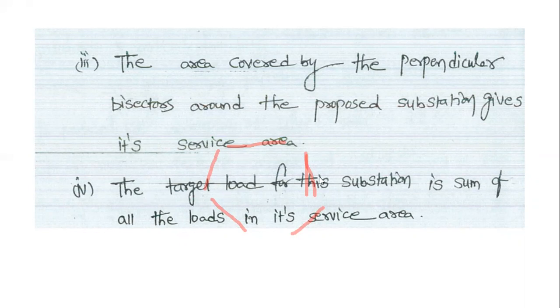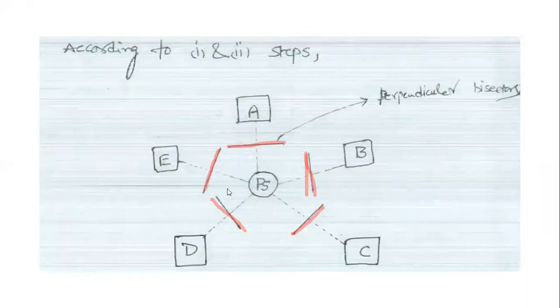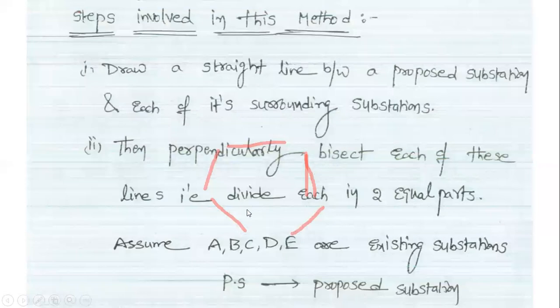The target load for the substation is the sum of all the loads in that service area. This is the best optimal location for the loads.